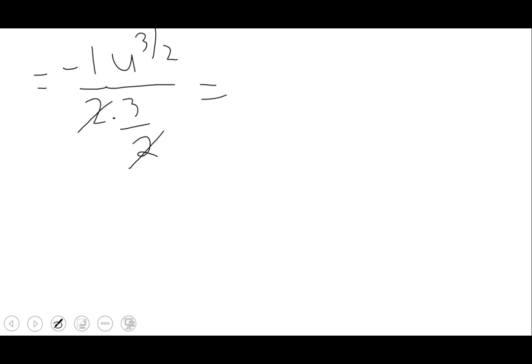That means that my problem is now going to be reduced to negative u to the 3/2 divided by 3. Make sure that when you go to evaluate, you're evaluating it with the new u values that you found, which, remember, instead of going from 0 to 1, flipped to go from 1 to 0. The fundamental theorem of calculus says you're always going to plug in the top value first.